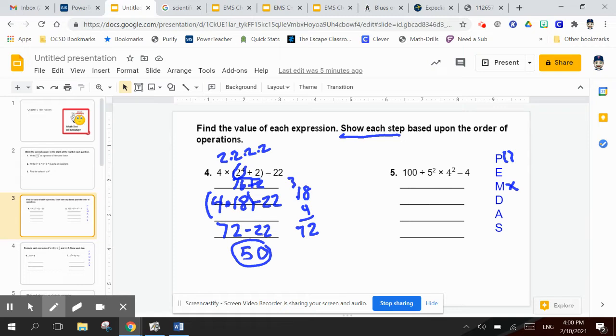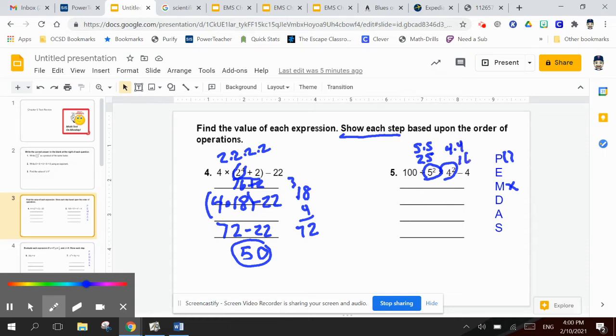Number 5, I have 100 divided by 5 squared, or 5 to the 2nd power, times 4 to the 2nd power, minus 4. Do I have any parentheses? No. Do I have any exponents? Yes. So I'm going to change my 2 exponents here. 5 to the 2nd power is 5 times 5, which is 25. 4 to the 2nd power is 4 times 4, which is 16.